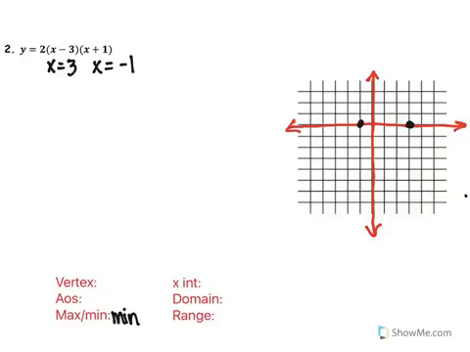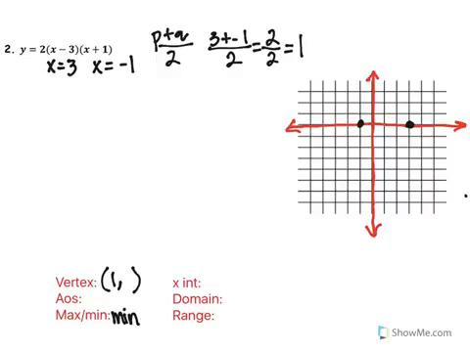Great. Oh, no, I can't do my axis of symmetry yet. But how do I find my axis of symmetry and the x of my vertex? 3 plus -1, p plus q over 2. 3 plus -1 divided by 2. 2 divided by 2. 1. Okay, my vertex is halfway done. 1 comma something.